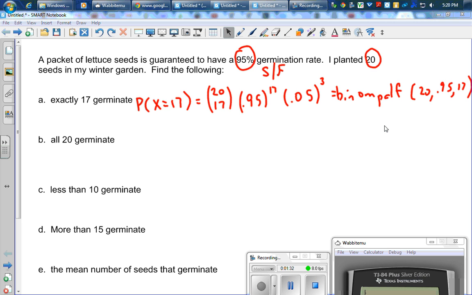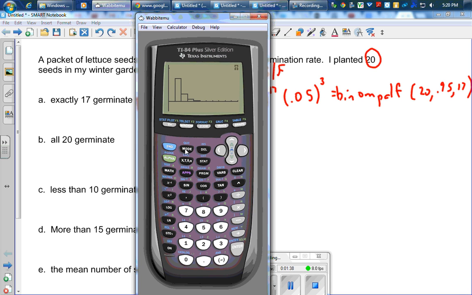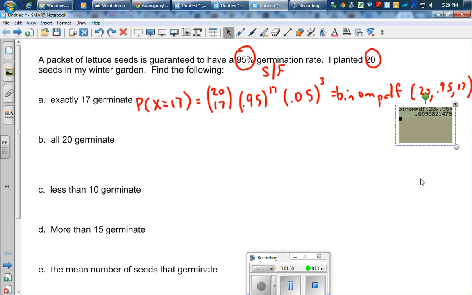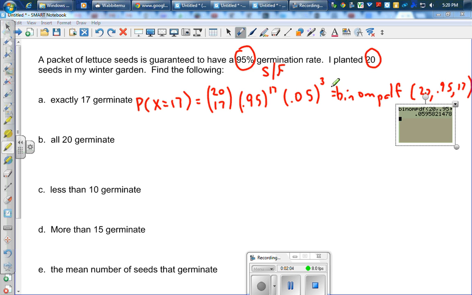17. So on my calculator here, I'll go here to the binom, that's second distributions, binom PDF. The number of trials is 20, 95%, 17. There's my answer. So that's what I'd write right there, 0.05958. Now I wouldn't necessarily have to write this portion on a test because that's not really work, but the rest of these things I need to write down.